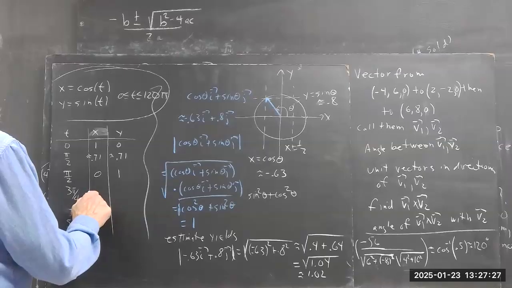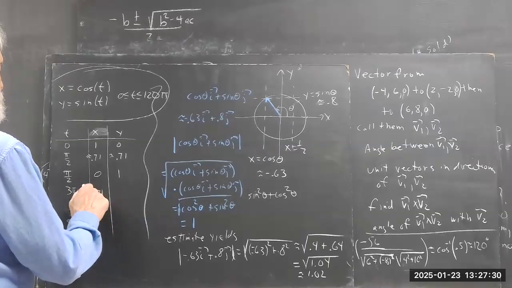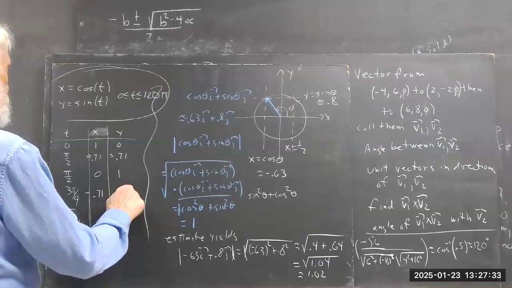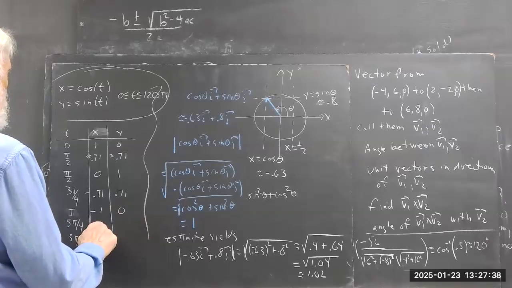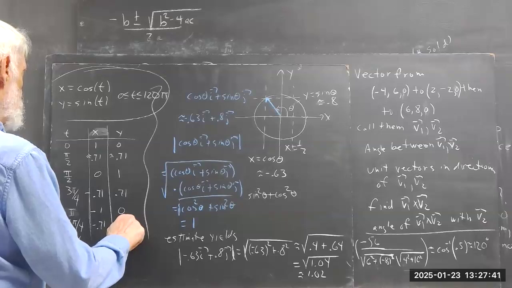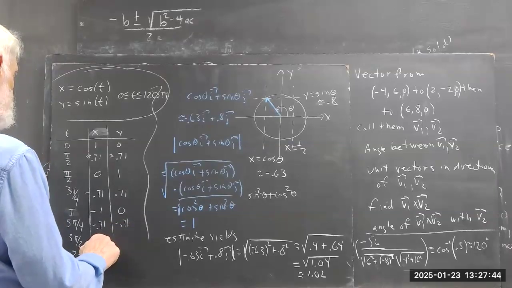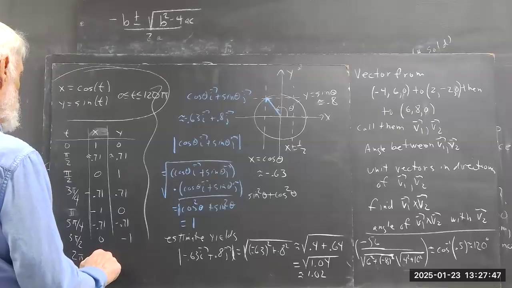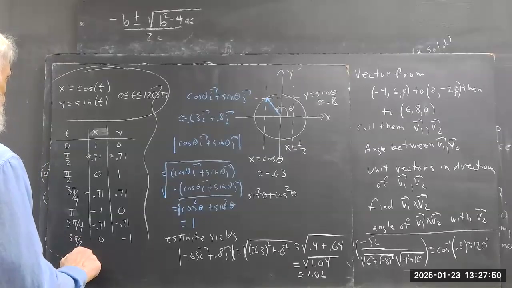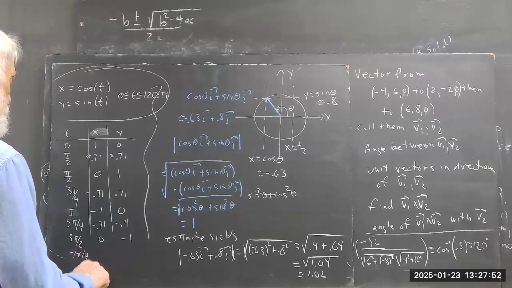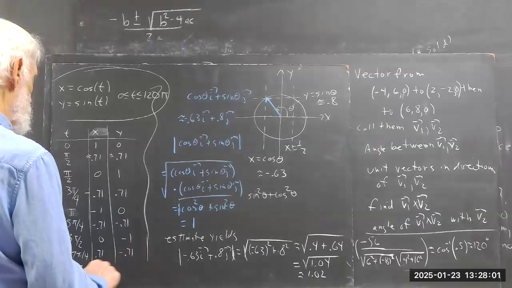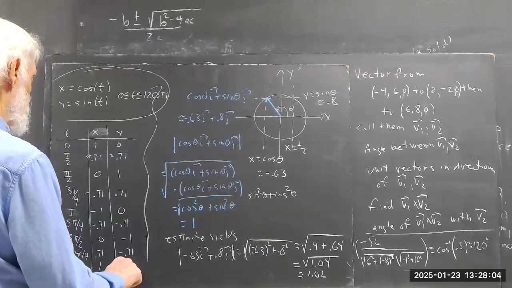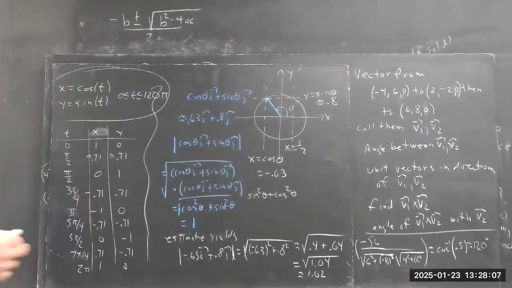And then you have negative 0.71 and 0.71. And then you have negative 1, 0. And then you have negative 0.71, negative 0.71. And then you have 0, negative 1. And I left out 7 pi over 4. And you have then 0.71, negative 0.71, 2 pi gives you 1, 0 again. And you're back where you started. And then you keep going around the circle.